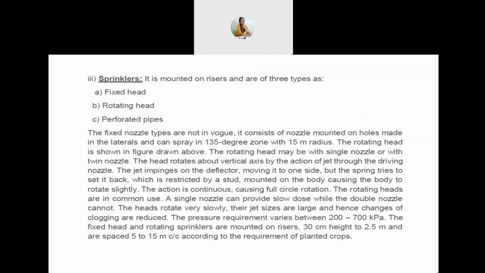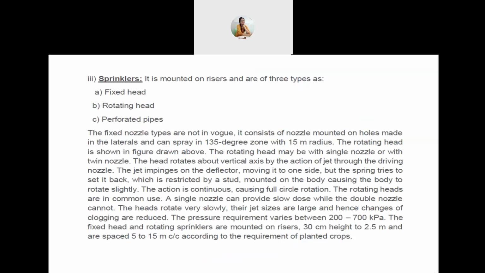The rotating head may be with a single nozzle or with twin nozzles. The head rotates about a vertical axis by the action of the jet through the driving nozzle. The jet impinges on the deflector, moving it to one side, but the spring tries to set it back, which is restricted by a stud mounted on the body, causing the body to rotate slightly. The action is continuous, causing full circle rotation.